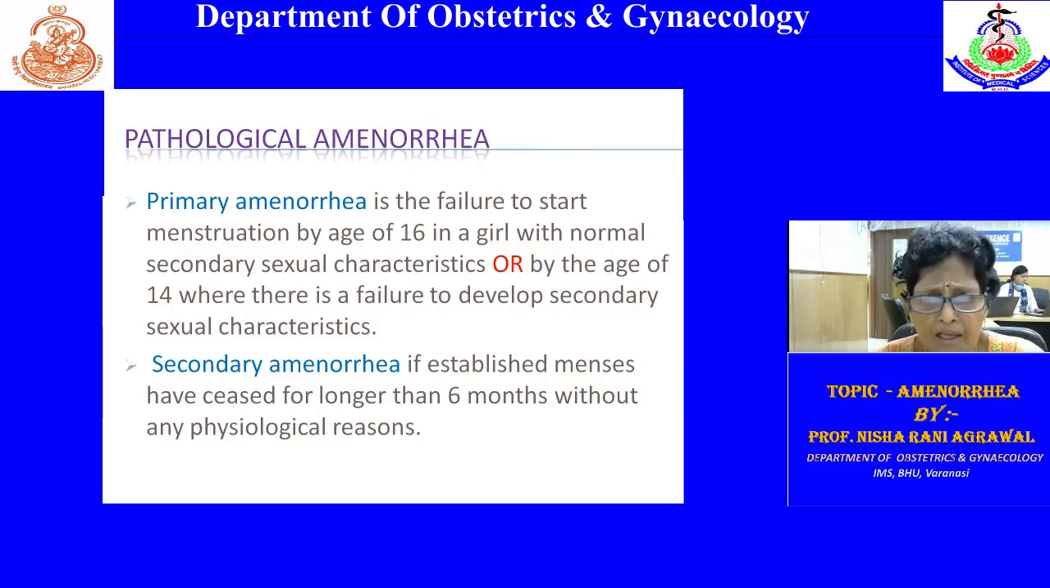Secondary amenorrhea is if menses are established and have ceased for longer than 6 months without any physiological reason, then that is secondary amenorrhea.